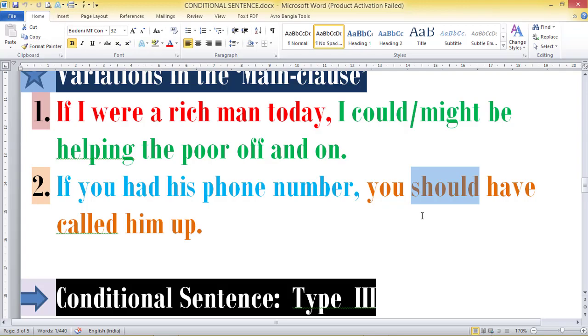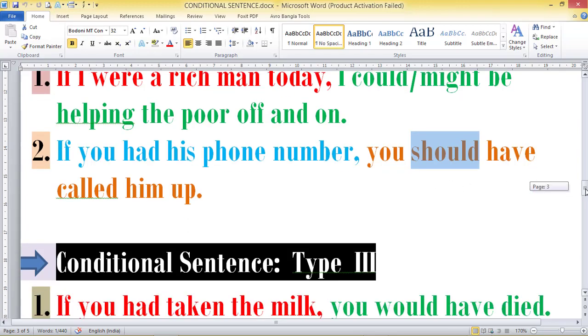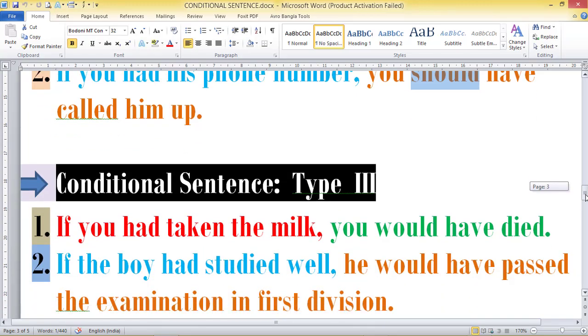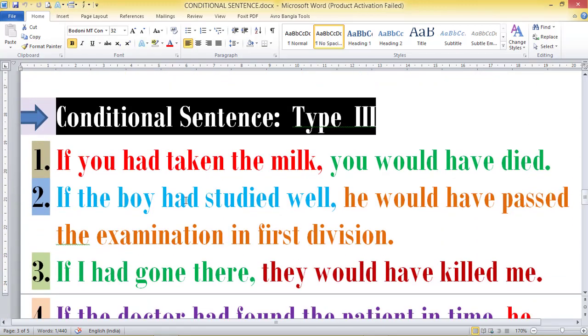Now let's go to the third type of conditional sentence. Let's, for example, go to the first sentence. If you had taken the milk, you would have died.